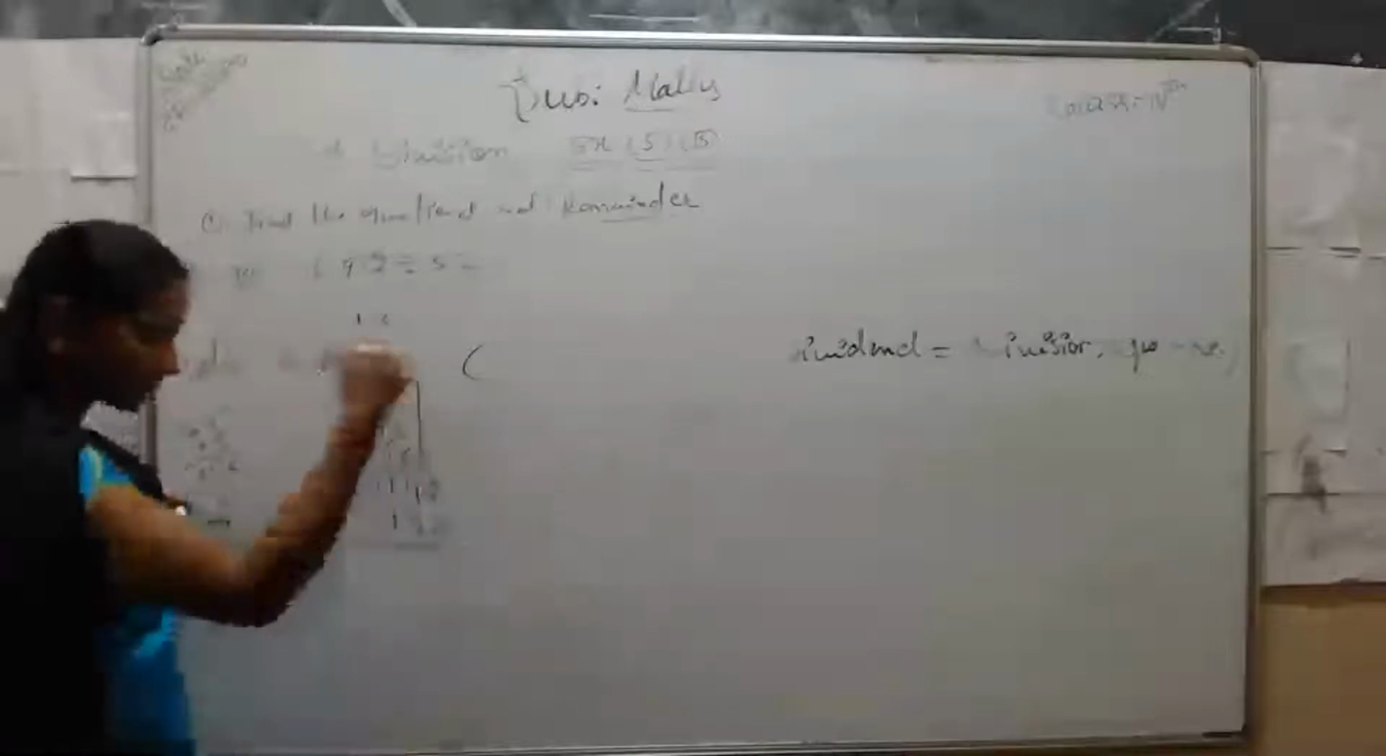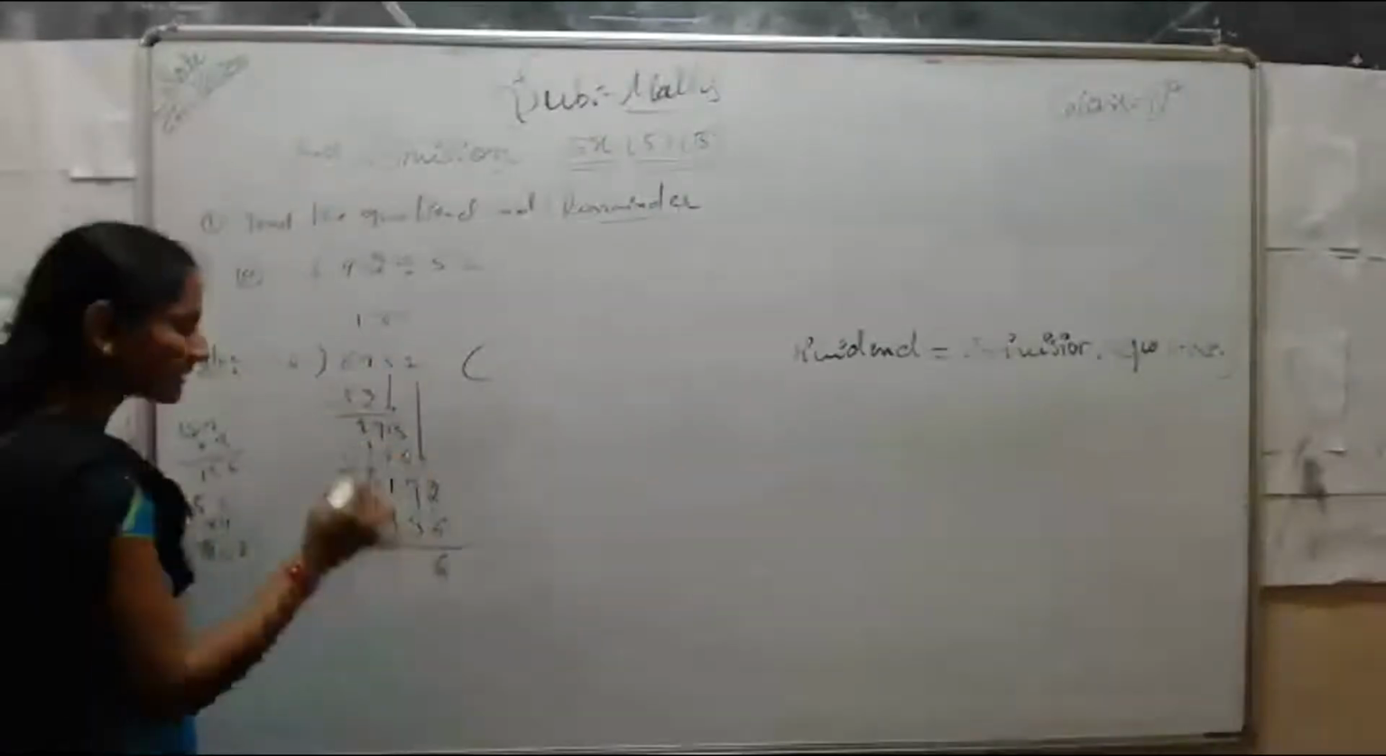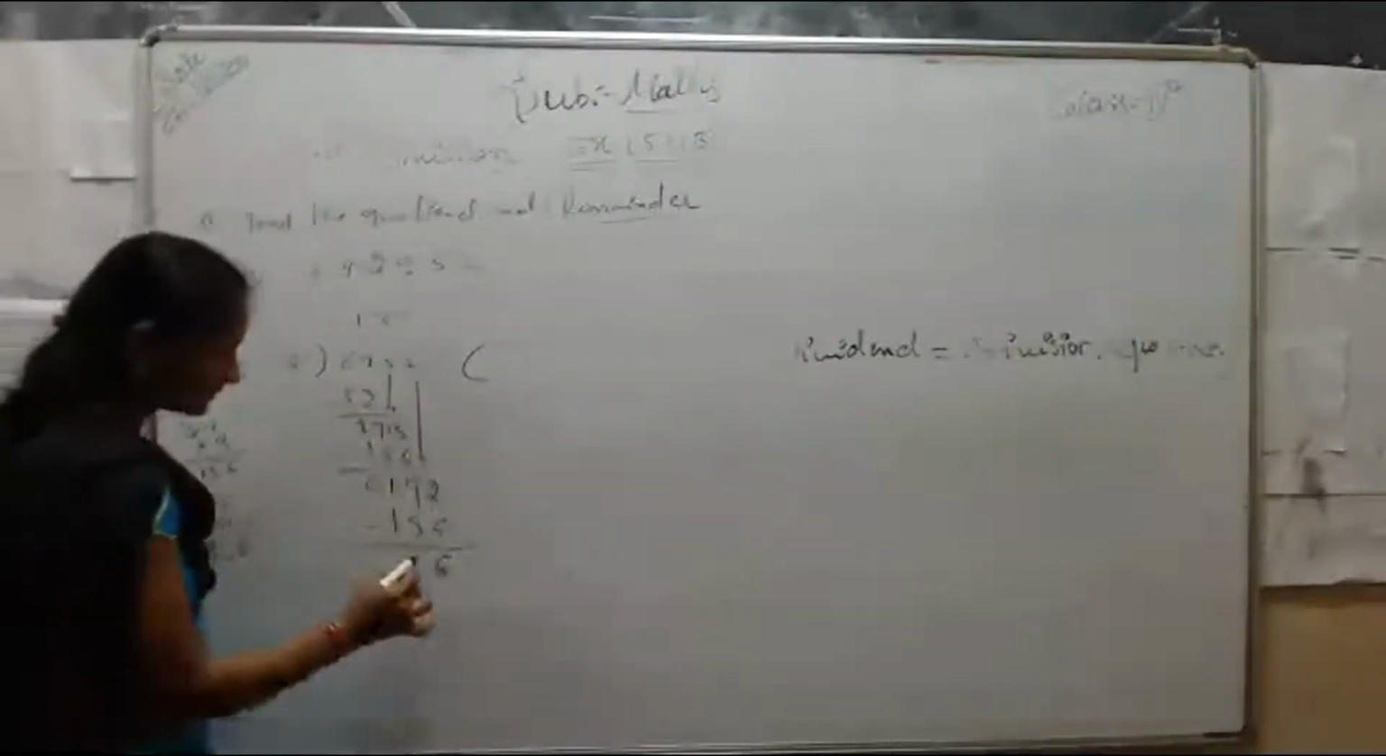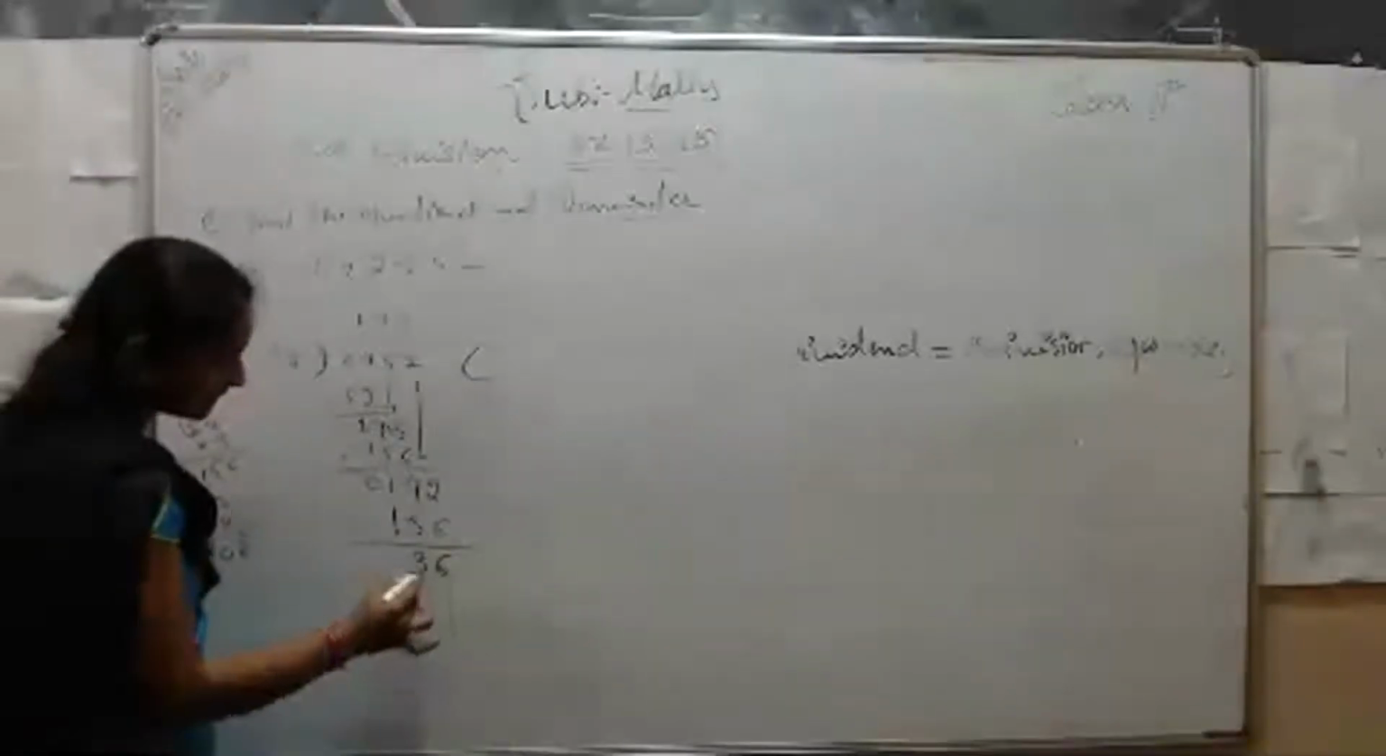You have to take the carry. This is 2, that is 6. You have the remaining 8 to bring down. 8 minus 5, 8 minus 5, that is a 3. 0.